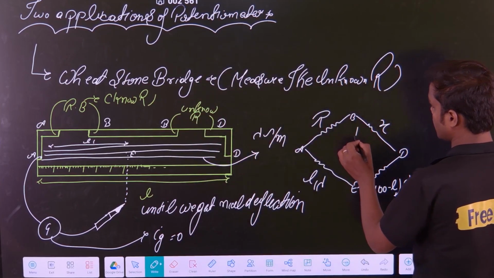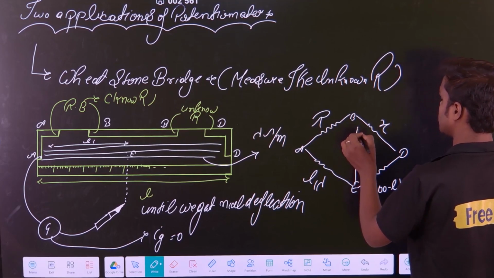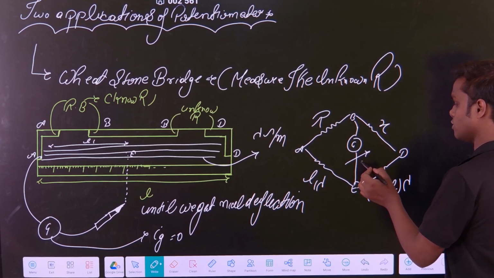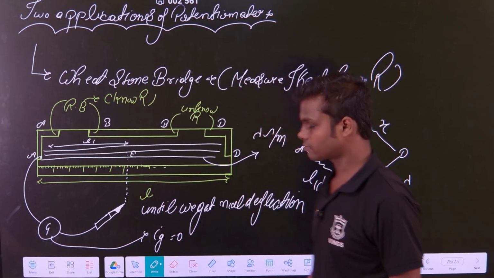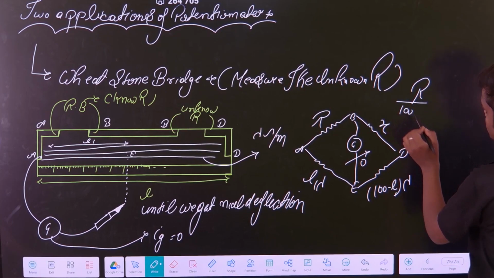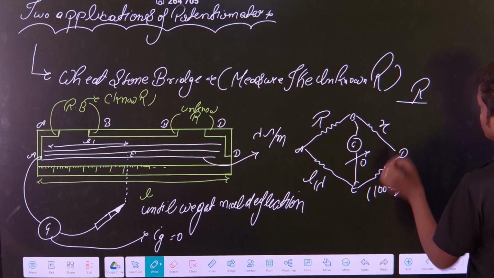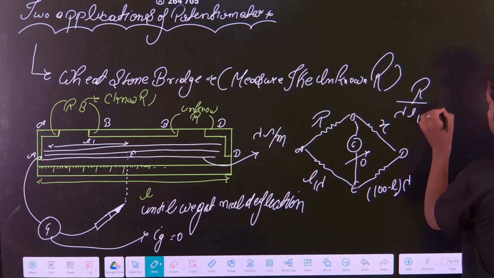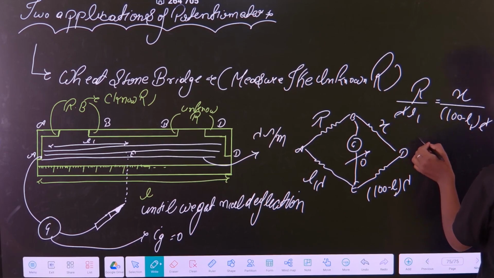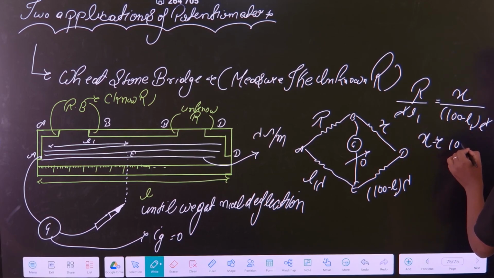And there is a galvanometer between this. You can think that it is like a Wheatstone bridge only, and here the current is zero because we have got the null deflection there. So in this case we can write R upon lambda into L1 is equal to X upon 100 minus L1 into lambda. So lambda will cancel out. So from here the resistance X is equal to 100 minus L1 divided by L1 into R, correct?